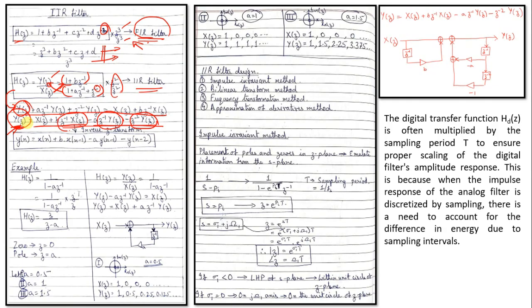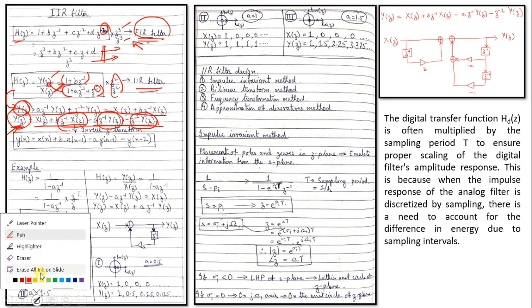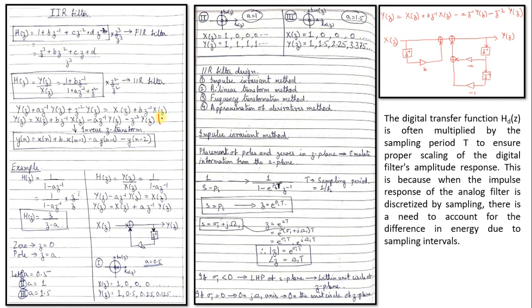We have also discussed, if you are given the Z transform equation, how we can get the difference equation by applying the inverse Z transform. Now let us take an example. The example is H(z) equals 1 by 1 minus a z inverse. This is the transfer function.